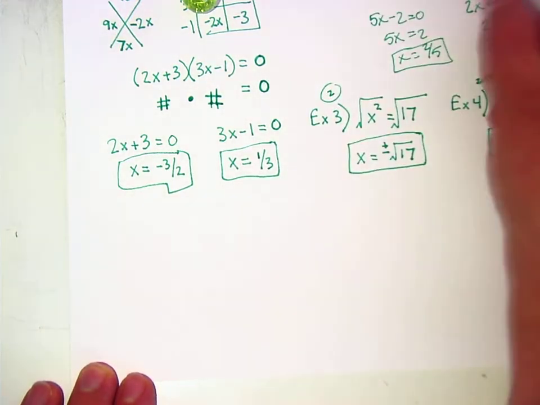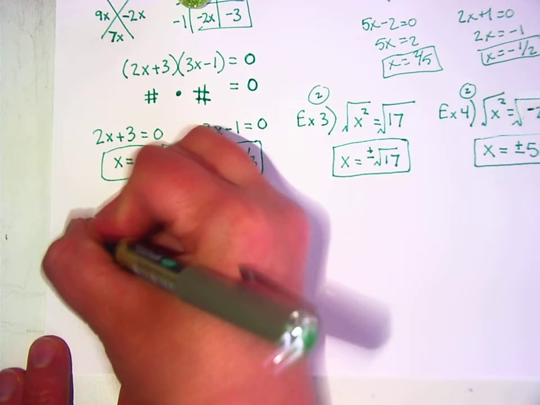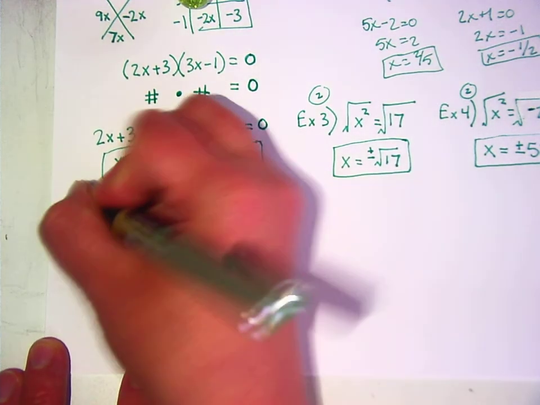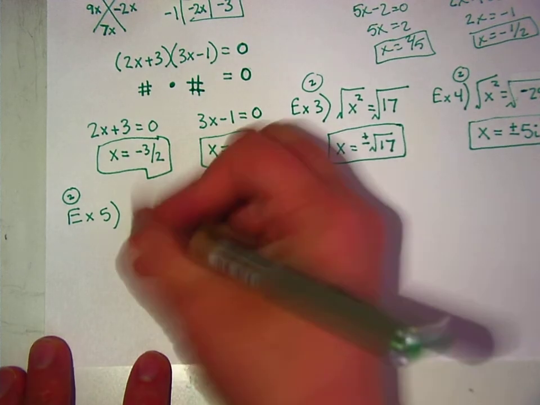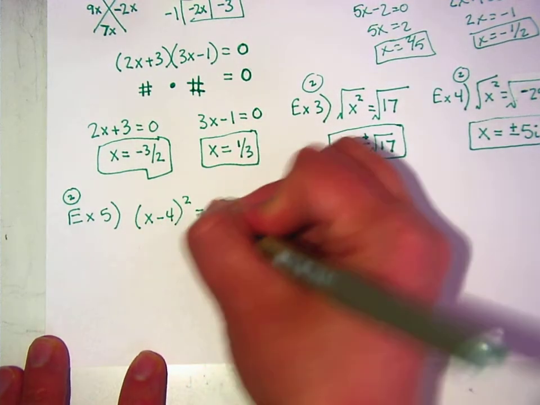Part 2. All right, last one for part 2, example 5. Let's try this one. Parenthesis, x minus 4 squared equals 12.